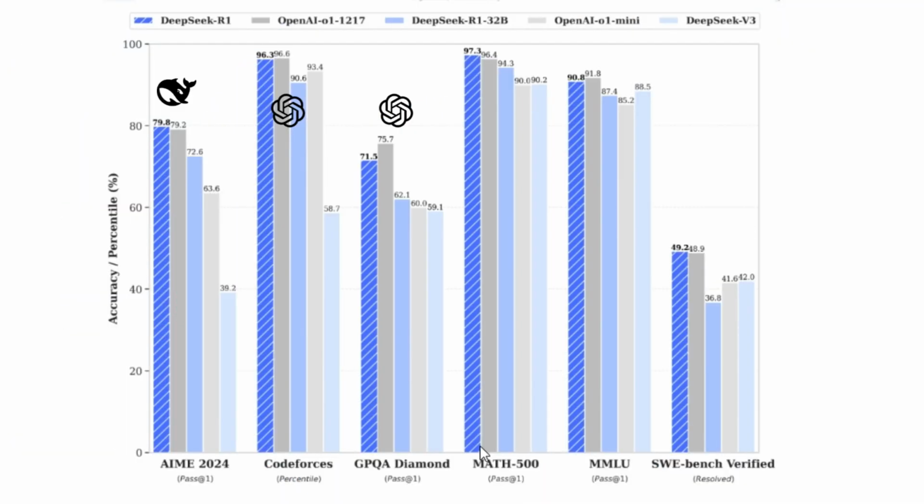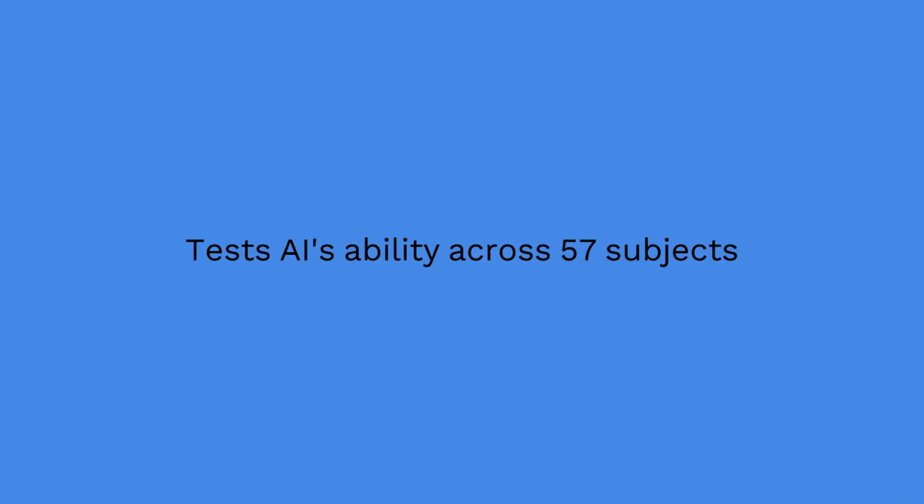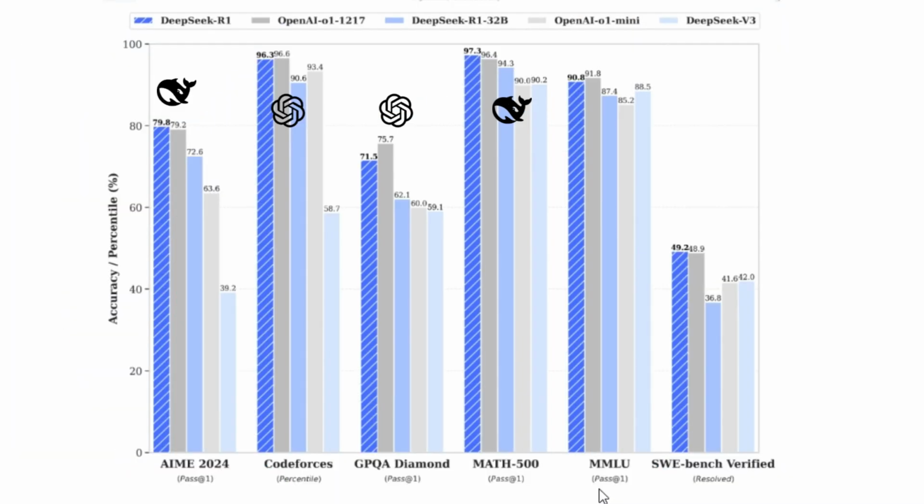DeepSeek R1 scores 97.3%, while ChatGPT O1 scores 96.4%. Let's talk general knowledge. MMLU tests an AI's ability to answer questions across 57 subjects, from humanities to STEM. DeepSeek R1 scores 90.8%, while ChatGPT O1 scores 91.8%. ChatGPT O1 has the upper hand in this case.